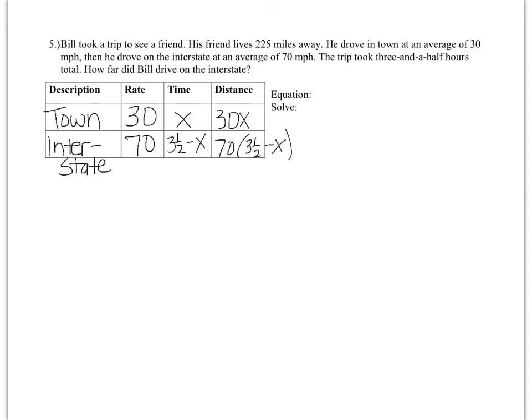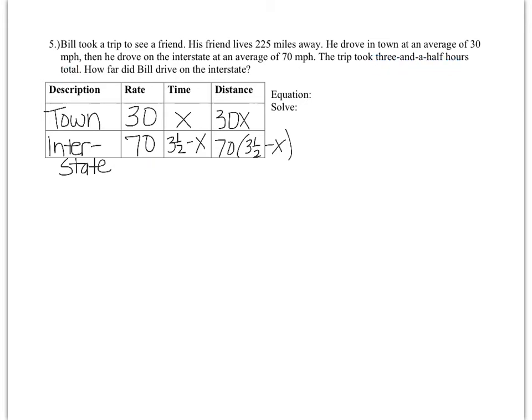Okay, so this one, don't be confused, it's not Bill and his friend. Bill's going to see a friend, and his friend lives 225 miles away. He drove to a town at an average of 30 miles per hour, so it's in town and on the interstate are my 2 things. So in town, he was 30 miles per hour. On the interstate, he was 70 miles per hour. And then the trip took 3.5 hours total.